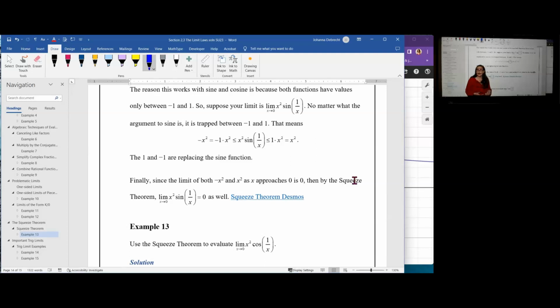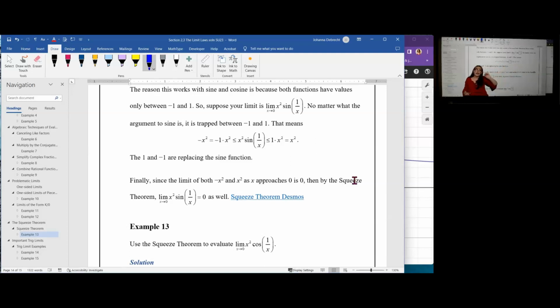I have no idea what x squared times sine of 1 over x looks like, but I do know that this is a sine function. Even though the argument is not simple like x, I know that it's sine, so it's going to go between -1 and 1. Which means that this function must be trapped between -x squared and x squared, replacing the sine function with -1 and 1. It's got to be above the graph of -x squared and below the graph of x squared.